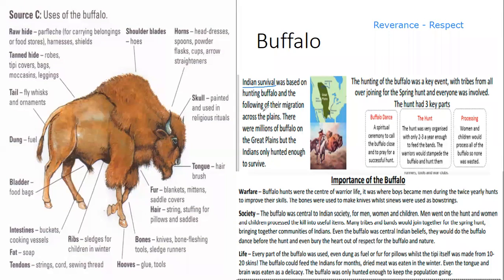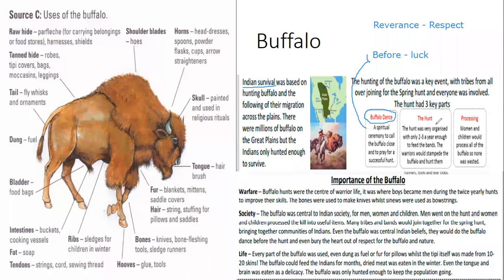Moving on. The buffalo hunt was a key event with all Native Americans, okay? Tribes all over joining the spring hunt, and there were three key parts. So the buffalo dance was a spiritual ceremony to call the buffalo close and pray for a successful hunt. This would be done before anything actually happened. So if anything, this was the luck part. So that would be done before. It was to bring luck to the tribe.